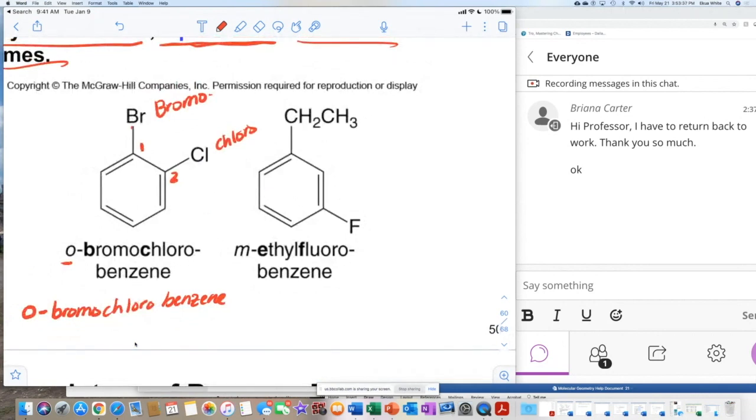And then here, position 1 and 3, that is meta, right? Yeah, it's meta. So this is fluoro, and this is ethyl. If you're using the numbers, you use 1 and 3, but we're not using the numbers. But I like to use them because it helps me remember what M is. So here we're going to have M in the place of the numbers, dash, ethyl, E first before F, fluoro, benzene. Okay?